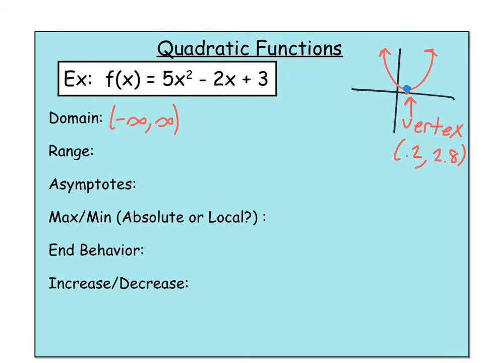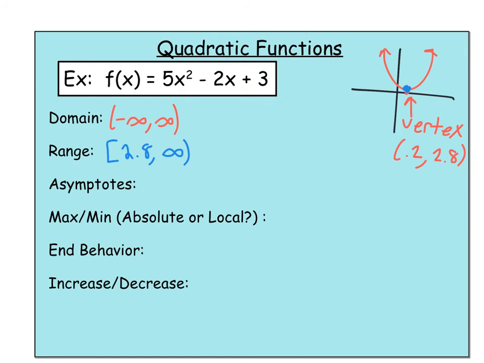So the range, if you think about it, the y value there at the minimum we found was 2.8. This graph only has y values above that, because it opens up. So 2.8 needs to be included, so we're going to use the bracket. Now it does go up to infinity, and we never get to infinity, so I will use the parenthesis on infinity. That's the range.